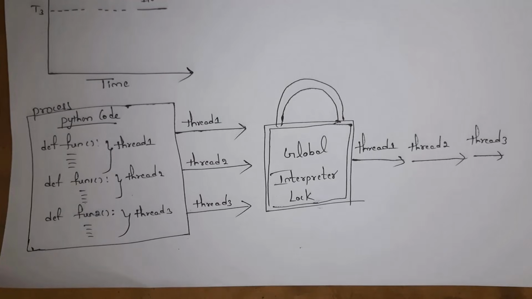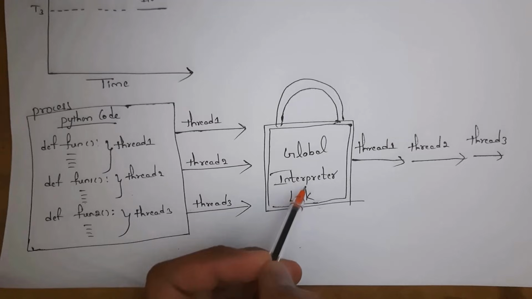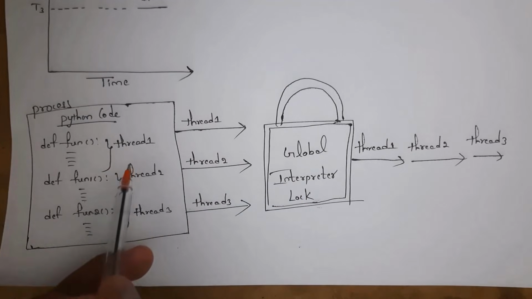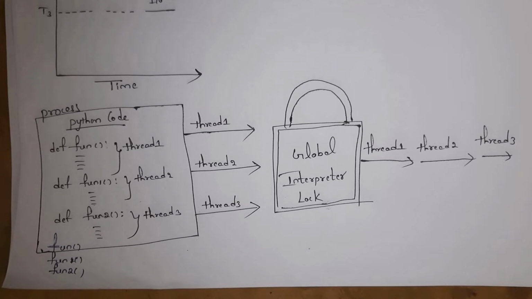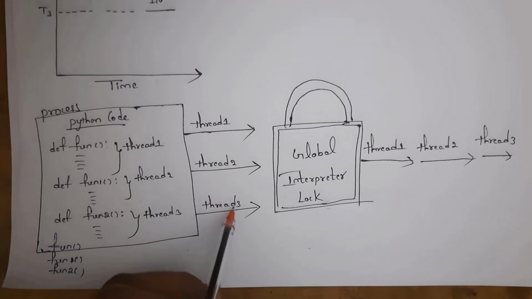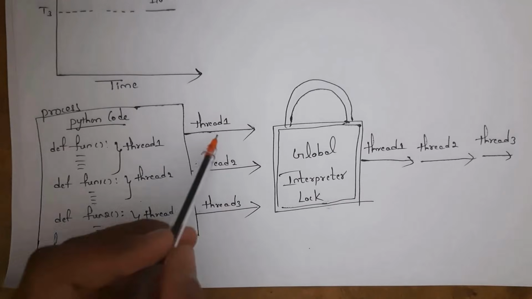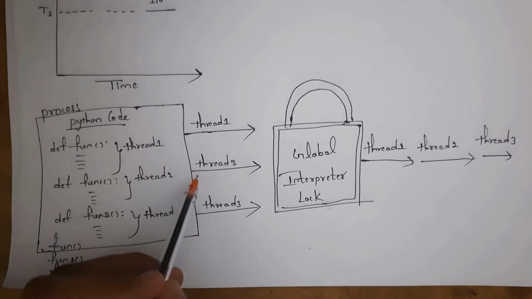That is nothing but, by using the global interpreter lock, we can execute only one thread at a time. Whenever I call function1 and function2, at first it will execute thread 1. Whenever it executes thread 1, the Python interpreter will apply a global lock on thread 2 and thread 3, and similarly after executing thread 1, it will execute thread 2.